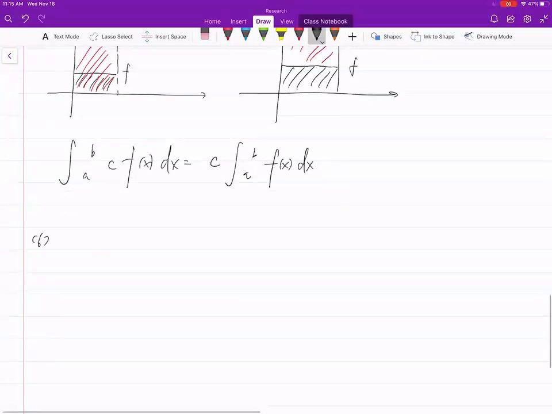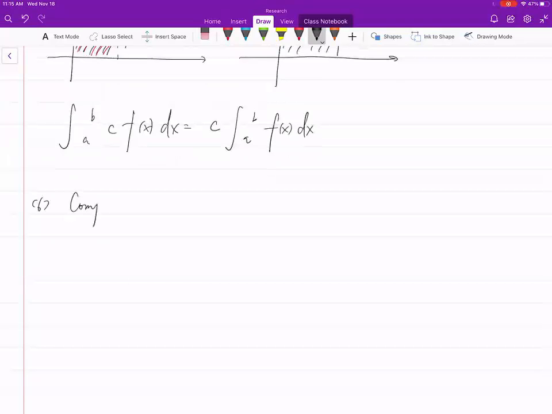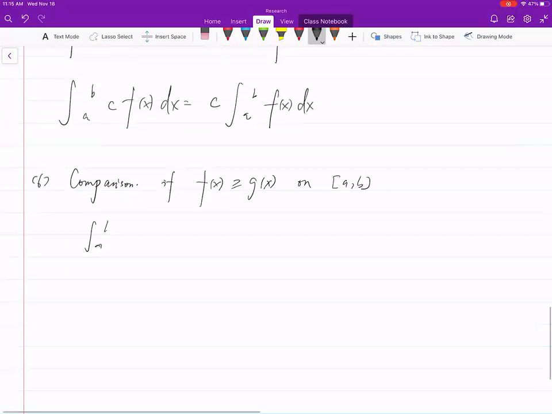Finally, comparison. If you know f(x) is bigger or equal than g(x) on [A, B], what do you think? Who is going to have a bigger area?